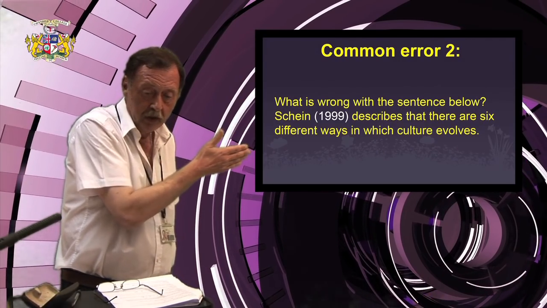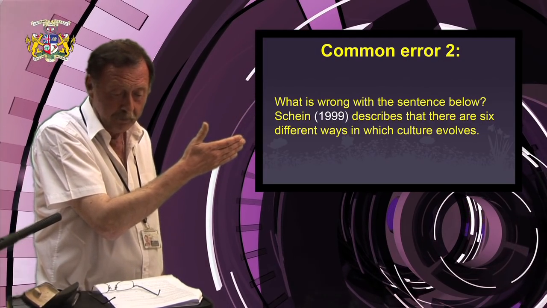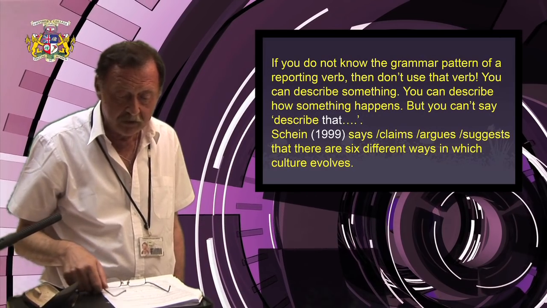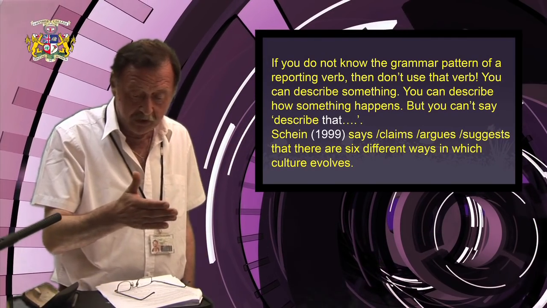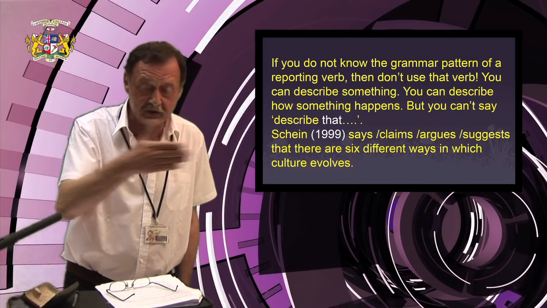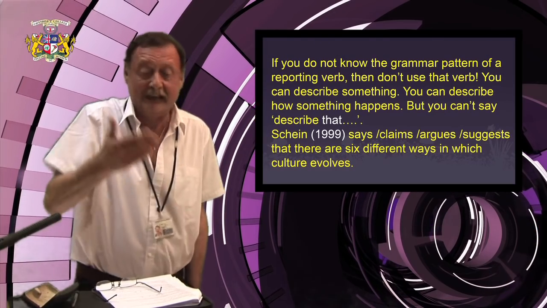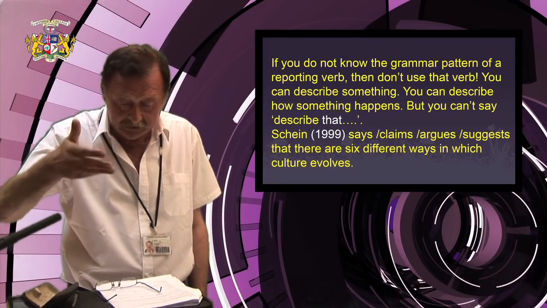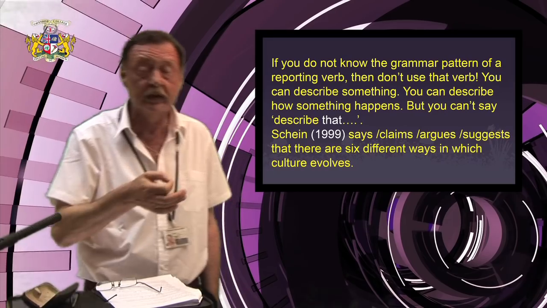Common error number two. What's wrong with the sentence below? You should have spotted it. If you do not know the grammar pattern of a reporting verb, then don't use that verb. You can describe something. You can describe how something happens. But you can't say, describe that. So you've ruined your sentence because you're using a reporting verb you don't know the grammar of. So why not say, Shine 1999 says, claims, argues, suggests that there are six different ways, and so on. All those verbs take that. Describes doesn't. So if you're not sure of the reporting verb, don't use it.